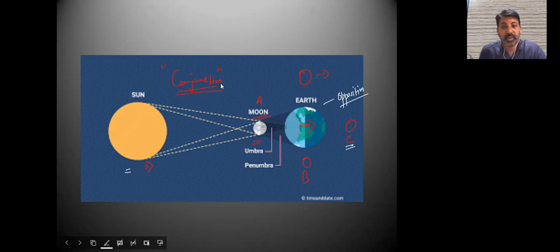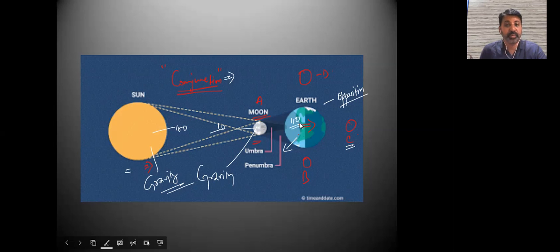Whereas here, what happened? It's conjunction. Why is it very important? Under conjunction, the gravitational force of the Moon and the gravity of the Sun both combine together and act on the Earth. Suppose this is maybe 100 units and this may be 10 units. So a total of 110 units will be added here. So the gravitational pull over the Earth will be very, very high. That position is called conjunction, where both the Moon and the Sun are on the same side of the Earth.